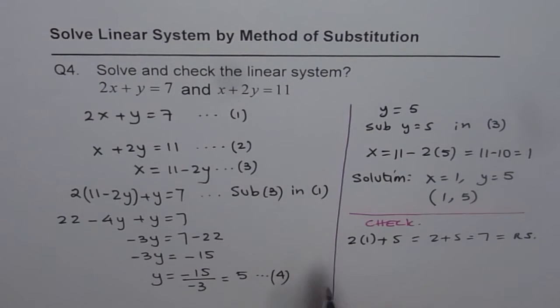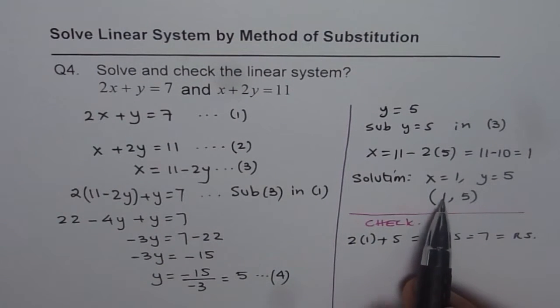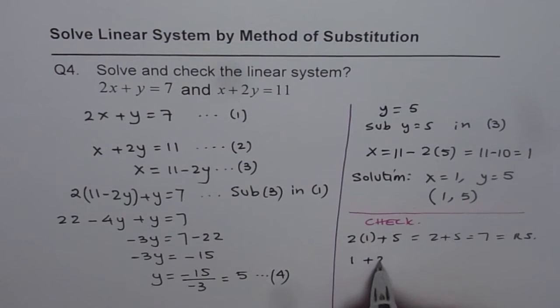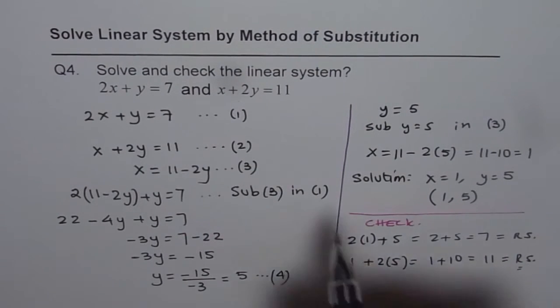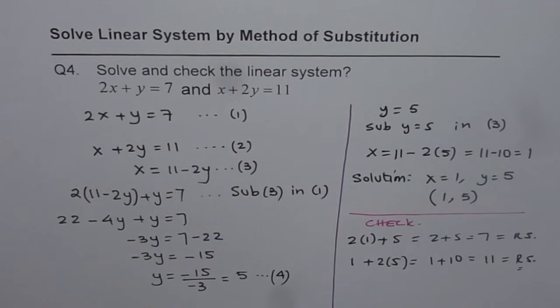Let's check the second equation. x plus 2y equals 11. x is 1, so we'll get 1 plus 2 times 5, that is 1 plus 10, that is indeed 11, right? So 11 is also equal to the right side. So we have checked that both the equations have this point, x equals 1 and y equals 5, on them, and therefore that is the solution for the given equations.